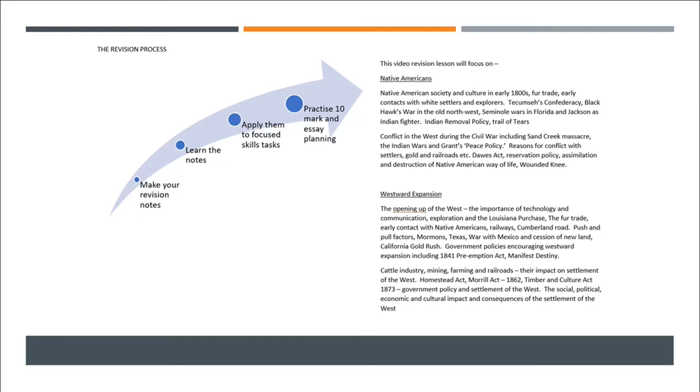So making your own revision notes and then learning the notes, the first two steps on that arc of the revision process, are really the fundamentals. That's what you need to do. You need to make your own revision notes. You need to learn them, and you learn them simply by just doing some read, cover, write, and check. Simple memory work to try and get that information to stick in your mind.